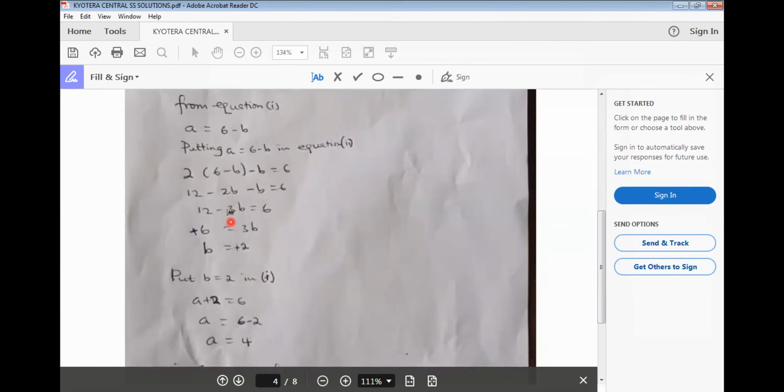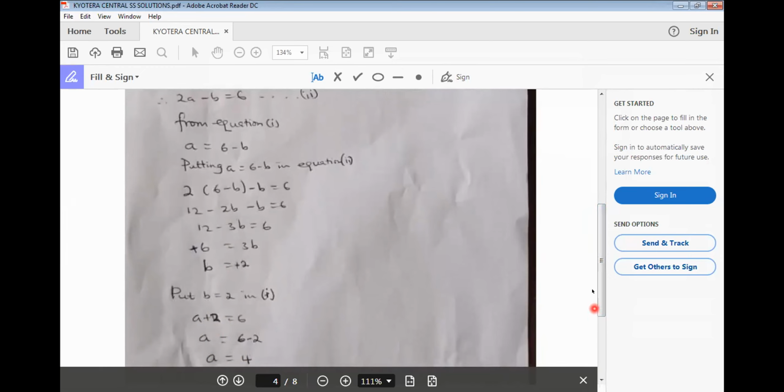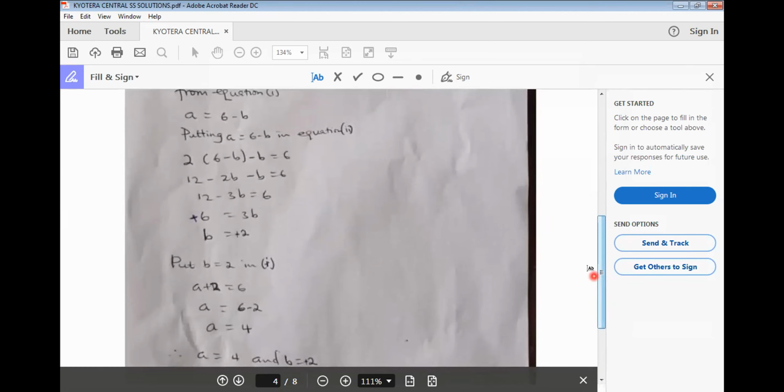Remember, we have to find a and b. So far we have b. Then we are going to substitute b is equal to 2 in equation 1. So we have a plus 2 is equal to 6, because b is 2, already formed. Then a is equal to 6 minus 2, which is 4. So we have our a equaling to 4 and our b is equaling to 2. That is number 63, all of it.